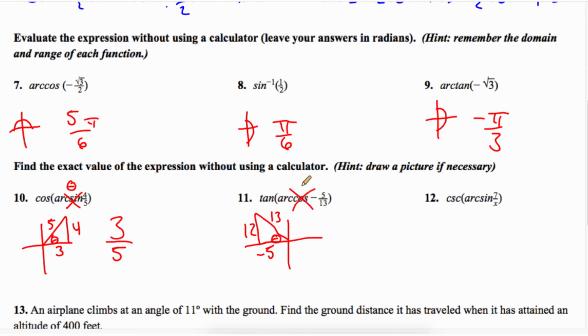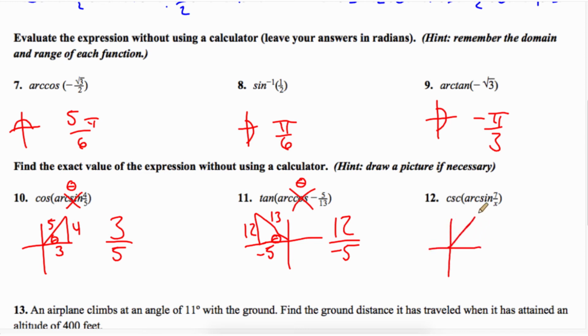So we can get rid of that inside stuff and replace that with our angle theta. Now we're doing the tangent of theta, and tangent is opposite over adjacent. So we should get 12 over negative 5. Now for number 12, we're doing the cosecant of the arcsine of 7 over x. And even though we don't know what x is, or even if it's a positive or a negative number, we can still draw this out.